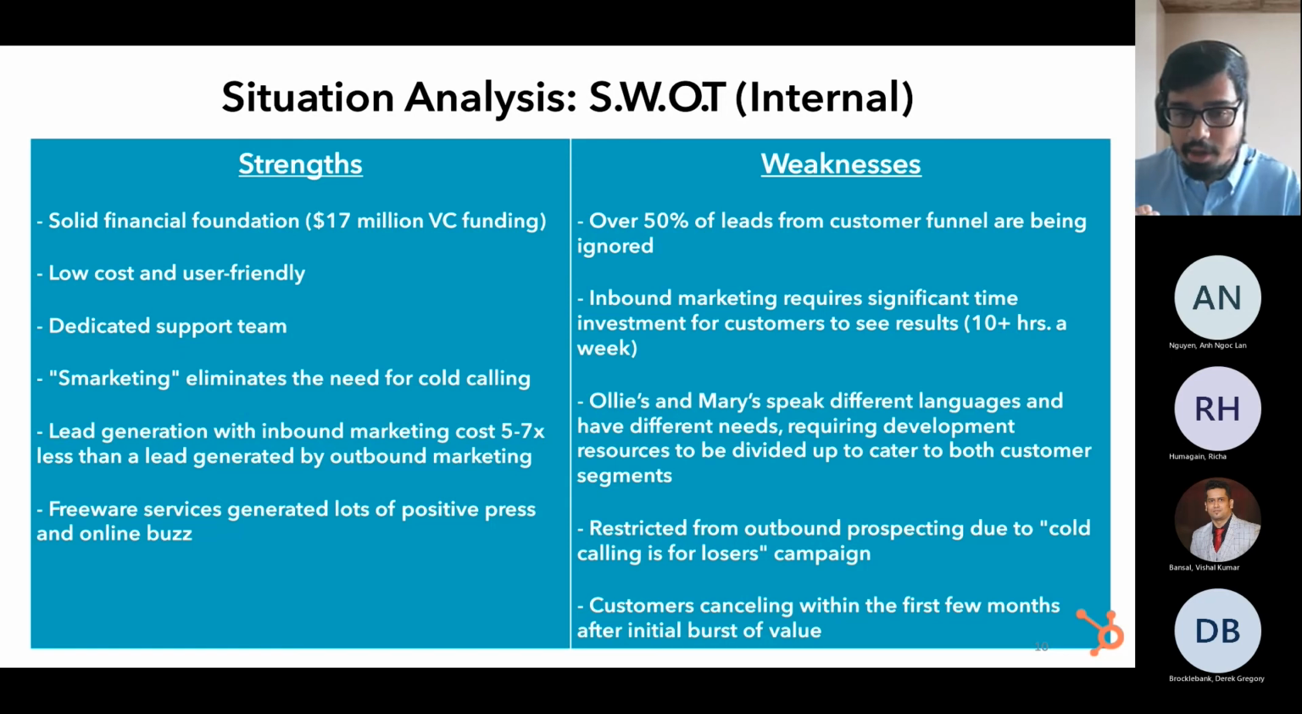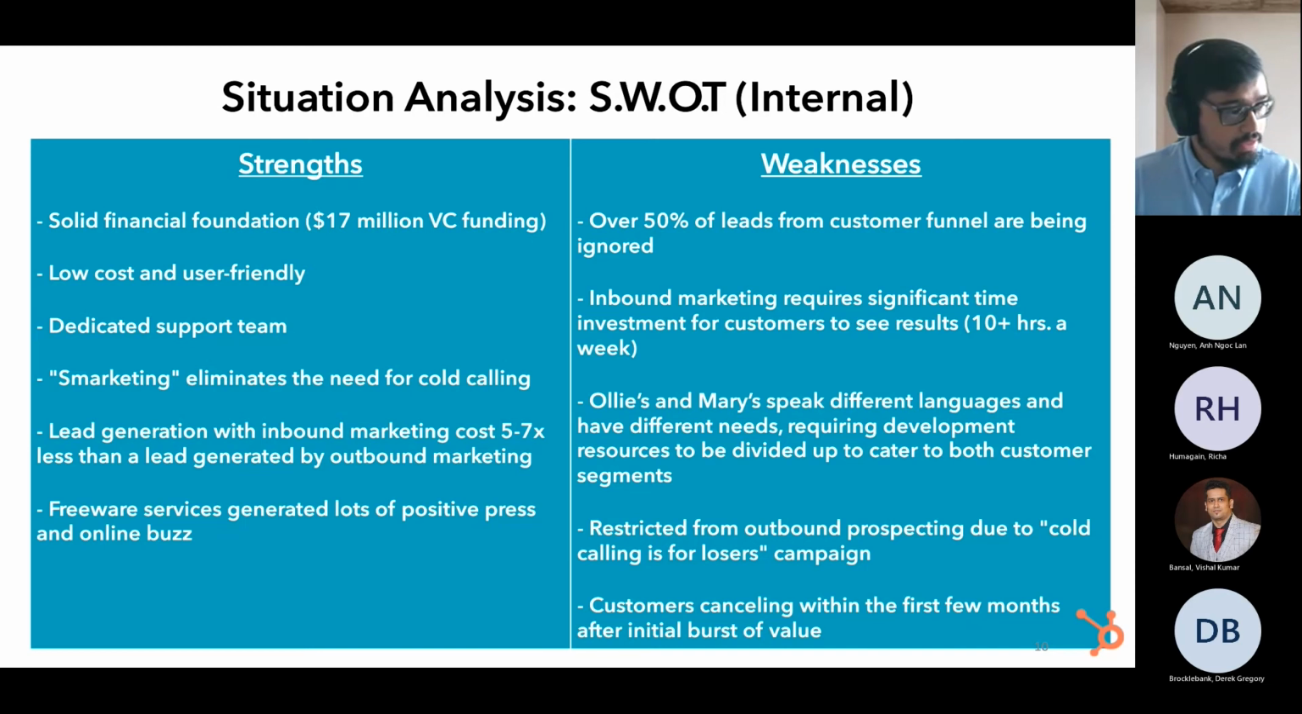Our inbound marketing combines marketing and sales, or smarketing, to eliminate the need for cold calling. And our lead generation with inbound marketing costs 5 to 7 times less than leads generated by outbound marketing. And our freeware products have generated a lot of positive press and online buzz surrounding our product.